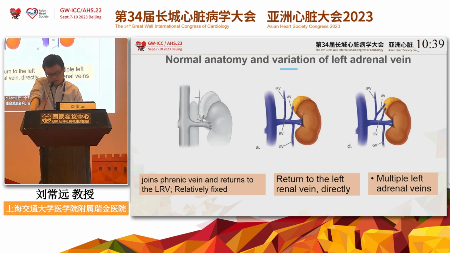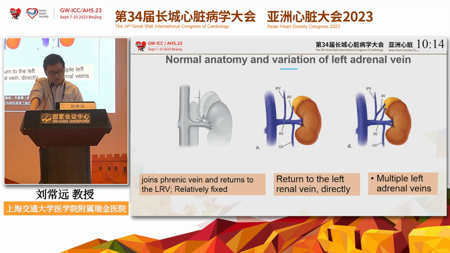This slide shows the normal anatomy and variation of the left adrenal vein. We can see the typical left adrenal vein usually joins the phrenic vein and returns to the left renal vein. Its position is relatively fixed, so it is much easier to find than the right side.